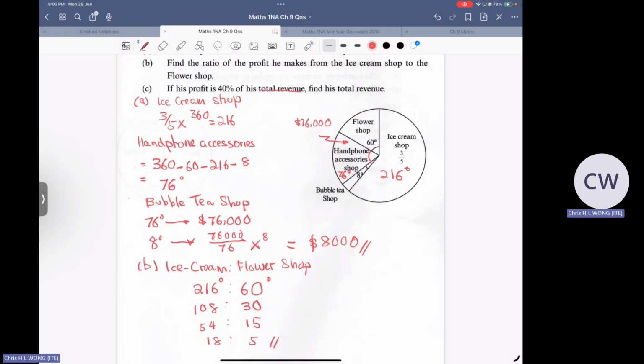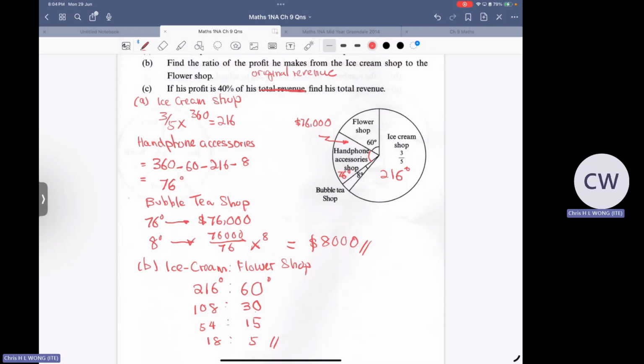At first, I read and read and read. I couldn't understand what they're talking about. Actually, they made a mistake. Original revenue. What is the meaning of original revenue? Original revenue means before you make money. 40% of the original value.